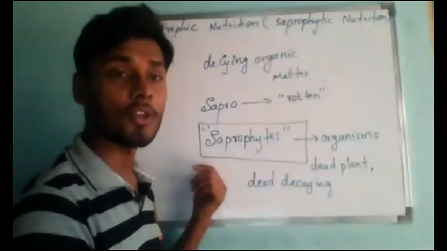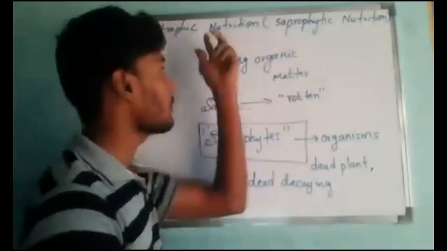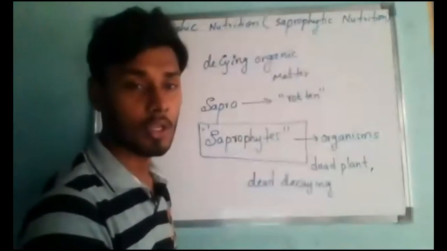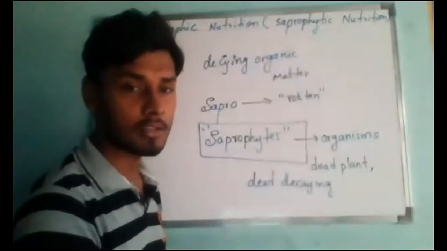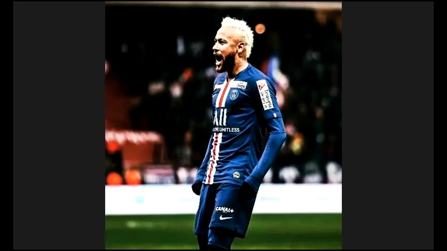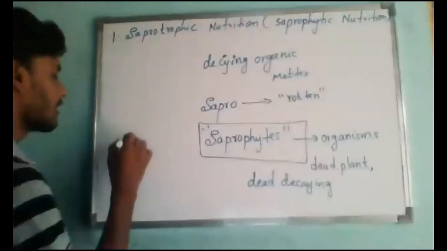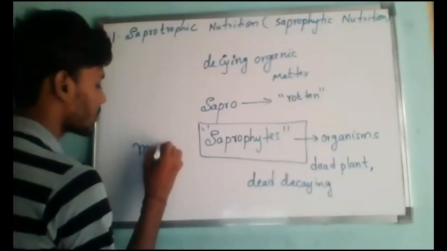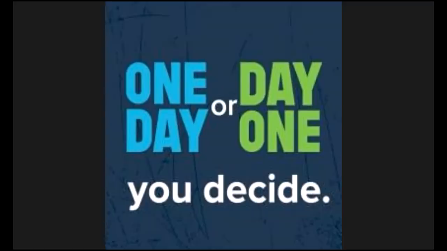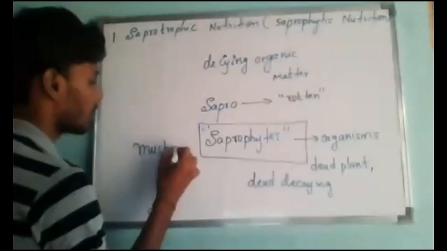So this phenomenon of nutrition is called saprotrophic nutrition, or we used to call it saprophytic nutrition. So what are the examples? Anybody? Mushroom, very good. Mushrooms. We consume mushrooms as food also. One type of mushroom we will consume as food. Is it yes or no?